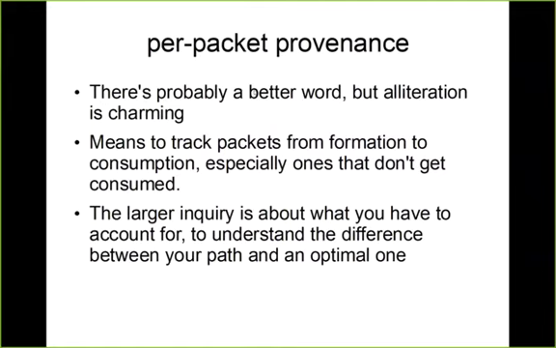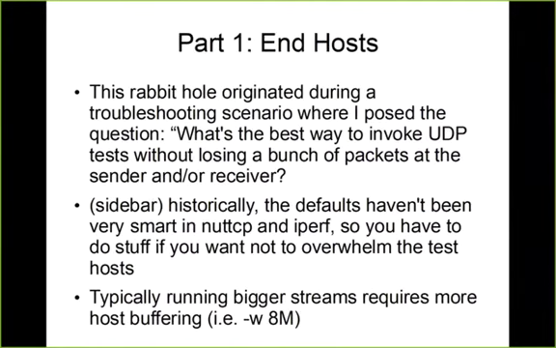So I've got this term per-packet-provenance, and there's probably a better word than provenance, but alliteration is charming. What I mean is, instead of just saying there's packet loss somewhere in a path, you actually find out what happened to the packets. You determine the final resting place of packets that were non-delivered, et cetera. And generally looking at the nitty-gritty detail, the ground truth, a popular term in academia lately. A larger inquiry about what you have to account for to understand the difference between your path and an optimal one. And there probably is a difference between your path and an optimal one.